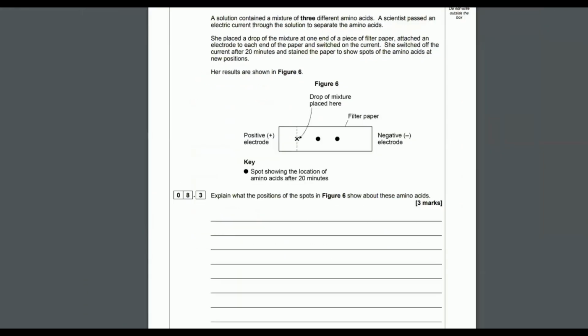All right, last part to the question. A solution contained a mixture of 3 amino acids. That's key. They've put it in bold there. You must circle these in your exam because it means it's part of the answer. A scientist passed an electric current through the solution to separate the amino acids. She placed a drop of the mixture on some filter paper, attached an electrode at one end of the paper and switched the current on. She switched off the current after 20 minutes.